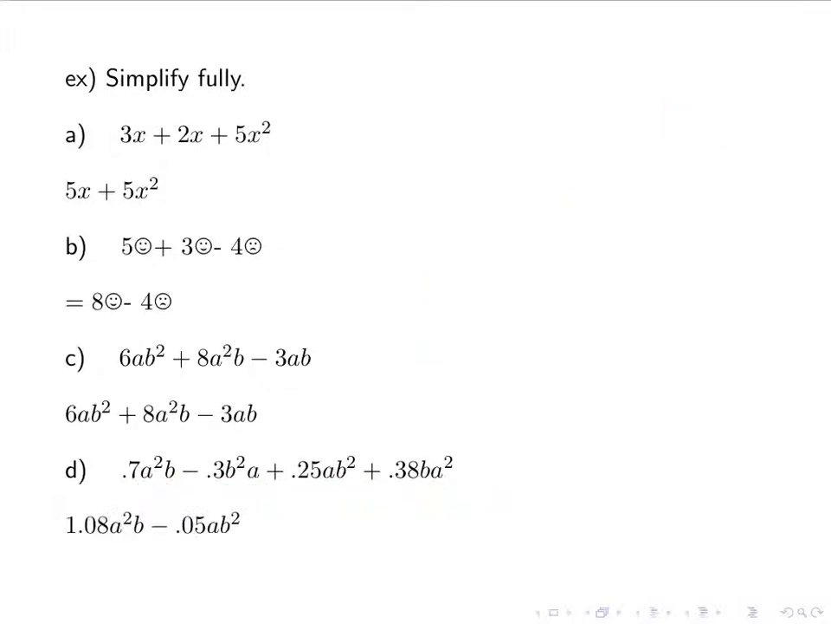And when I do that, I get 1.08 a squared b minus 0.05 ab squared. Typically, when we have a term with more than one variable, we like to write them in alphabetical order. But I could have just as easily called this ba squared over here, and then minus 0.05 b squared a if I wanted to. Those are both perfectly acceptable. But again, just in general, we tend to write them in alphabetical order.